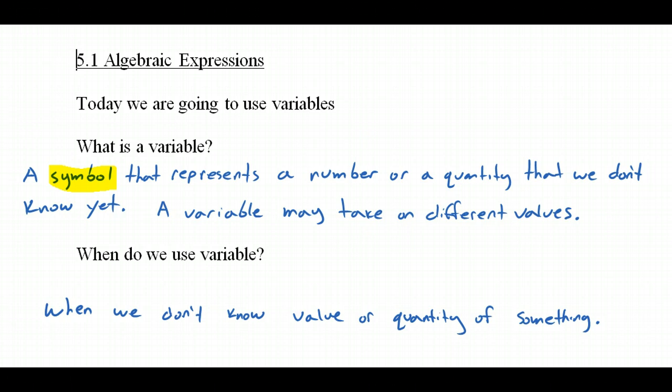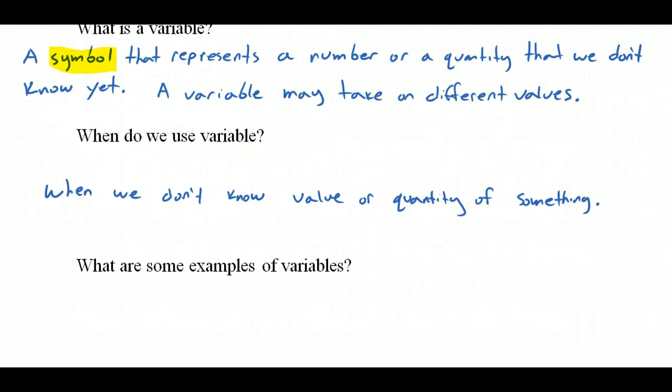So when will we use a variable? Well, if we look at that definition above, if we don't know how much something is or the number of something, that's when we would use a variable instead of an actual number, because we don't know what that number is, we have to use a variable.